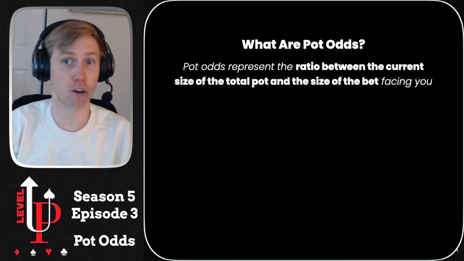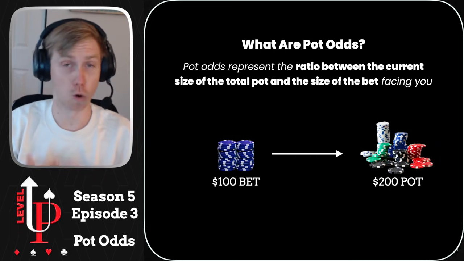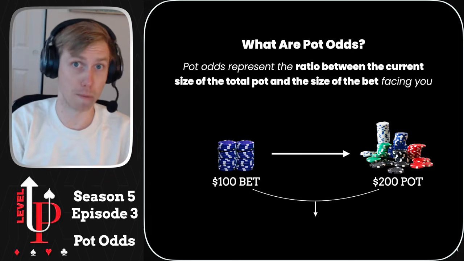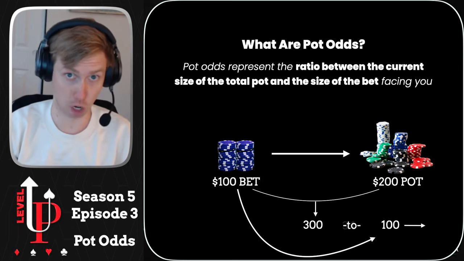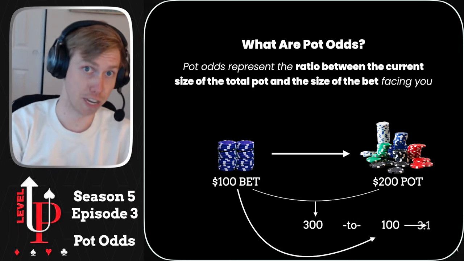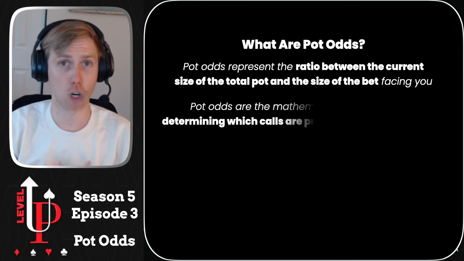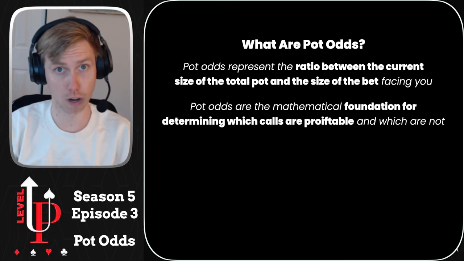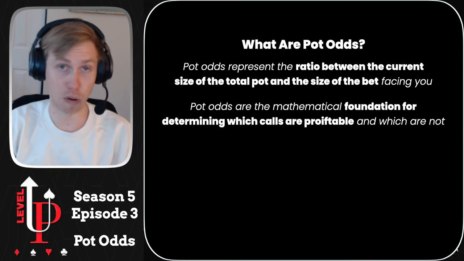For example, if there's $200 in the pot and your opponent bets $100, your pot odds are 3-1 because there was $200 in there. Your opponent bet $100, that's $300 total. You have to call $100. The ratio is 3-1. Pot odds are the mathematical foundation for calling situations in poker. Without them, we wouldn't be able to figure out which plays are profitable and which are not.